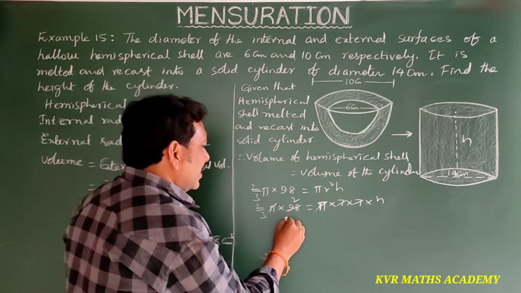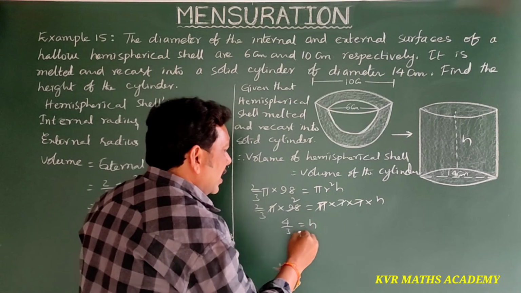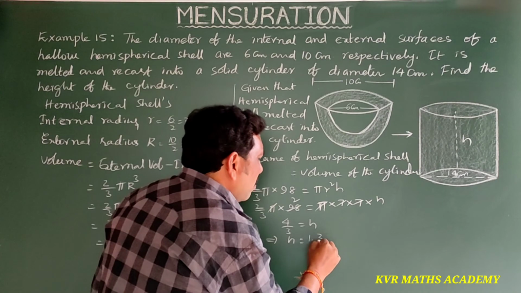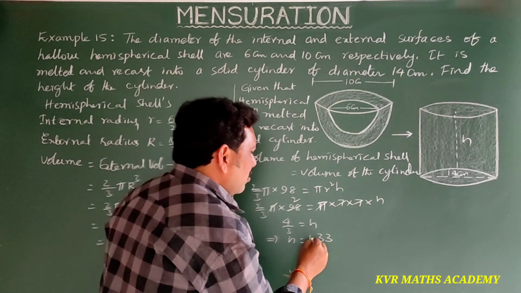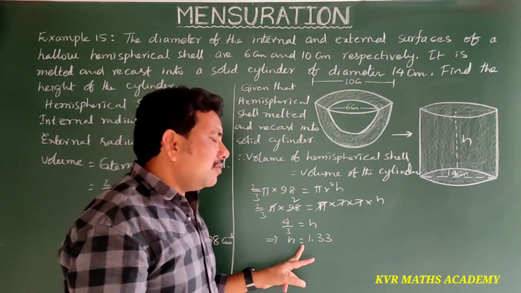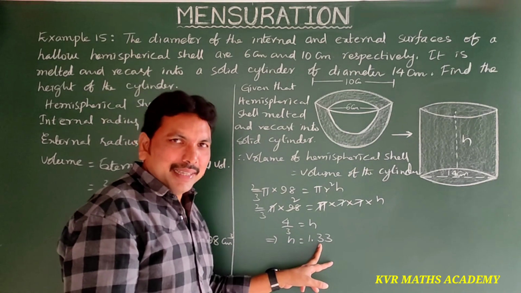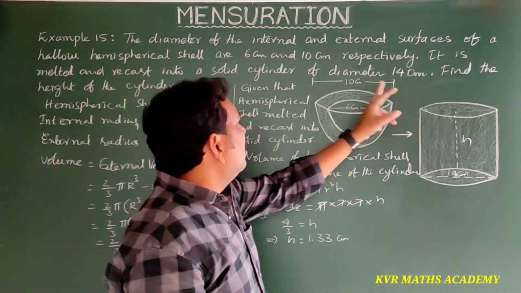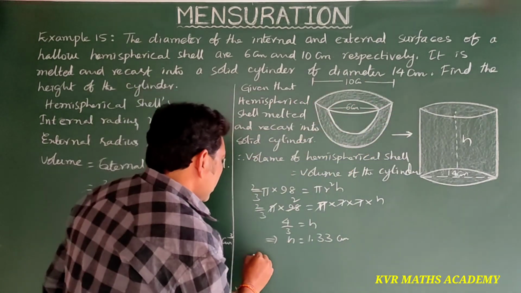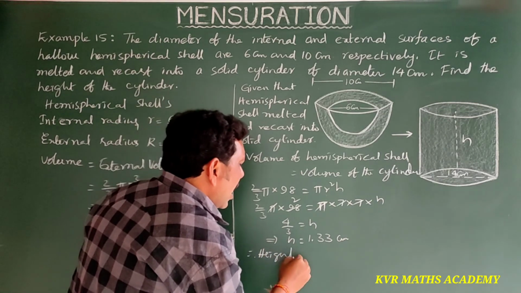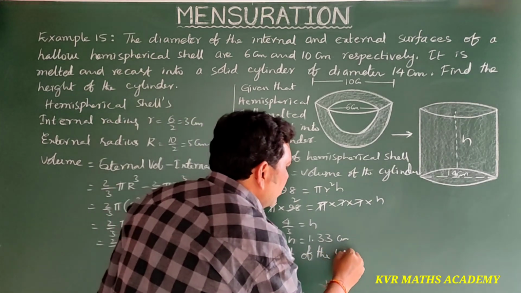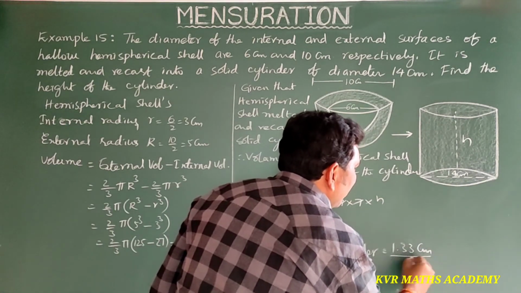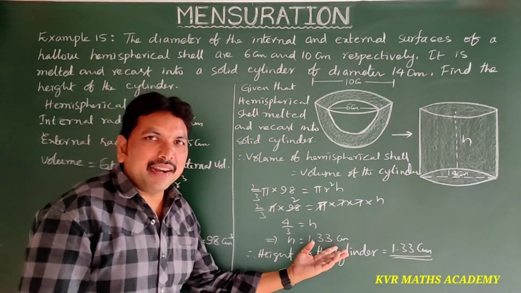So here 4/3 is equal to h. That implies h is equal to the value of 4/3. Yes, exactly 1.33 nearest value. So the approximate value of 4/3 is 1.33 centimeters. Therefore, the height of the cylinder, which is what was asked, is equal to 1.33 centimeters. Have you got it?